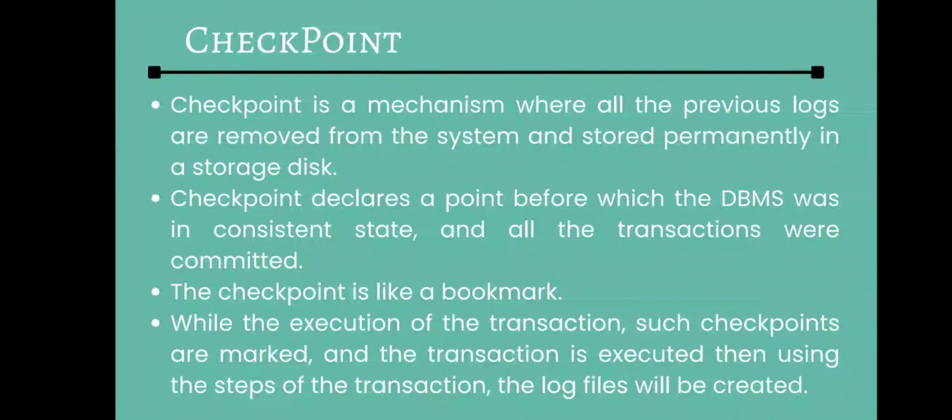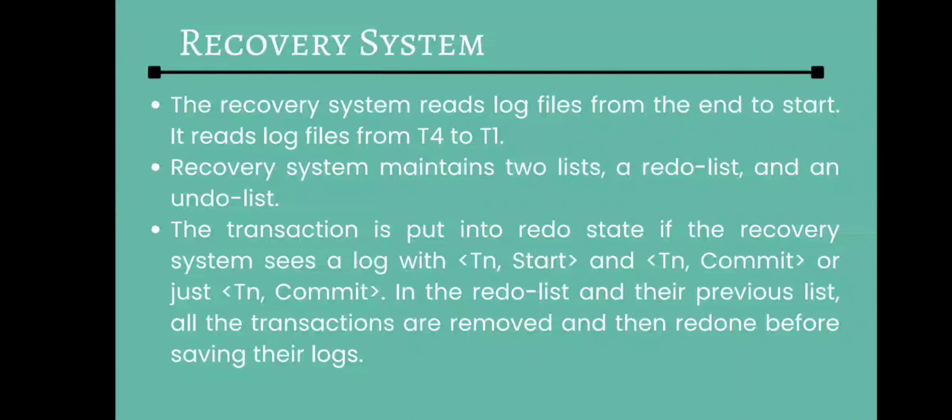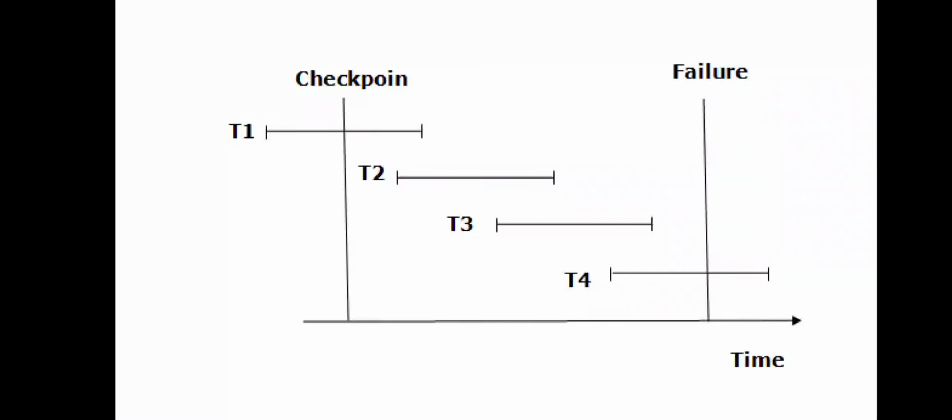See, T1, T2, T3, T4, the failure and the time. This is the checkpoint which has completed the transaction. T1 is in process, T3 is in process and T4 goes to the failure state, which is known as checkpoint with failure. Recovery system: the recovery system reads the log file from the end to the start, from T4 to T1. End to start means from down to upwards. It checks from the last transaction to the first transaction.